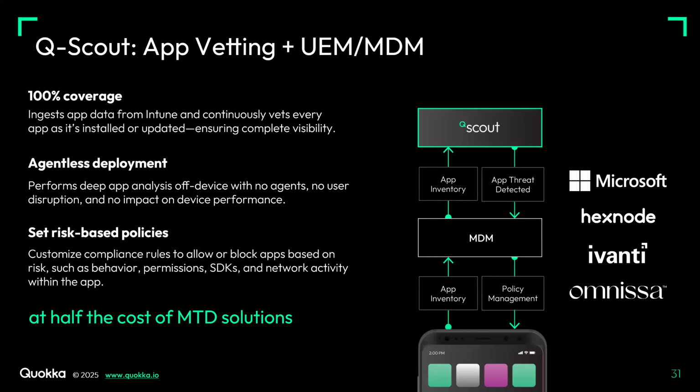Is there a way to do this if you don't have an MDM? Yes. There is an app vetting workflow where you could just go into the system and say, I noticed a lot of my users are happy with this app. What are my risks? So you don't need to have that integration into the MDM.